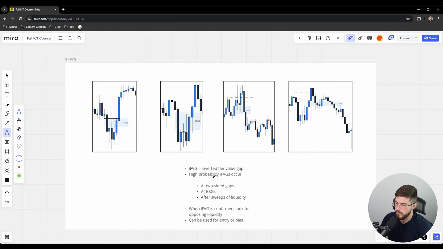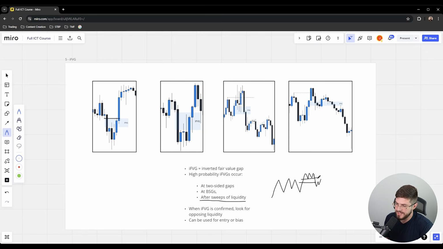To increase the probability of an inverted fair value gap, look for them to occur at two-sided gaps, since we're already expecting those to fail, or at break and structure gaps, because those should hold. Now, another thing you can do is look for them after sweeps of liquidity, like we were talking about. Let's say you have a manipulation and you don't want to have to wait for this whole displacement to happen. Let's say you get an inverted fair value gap, but you haven't really got a displacement.